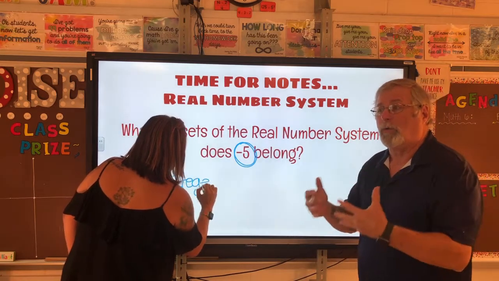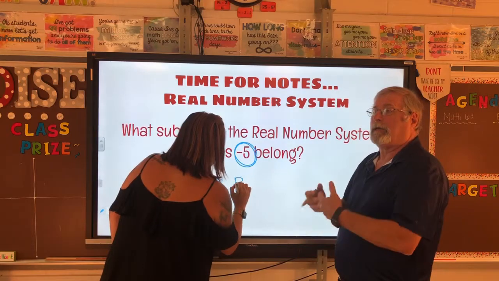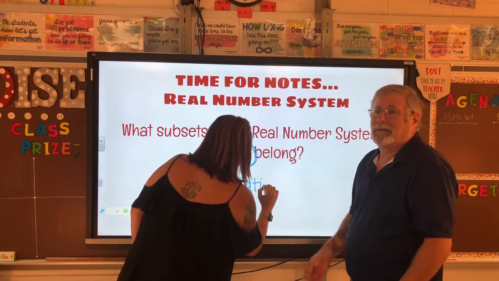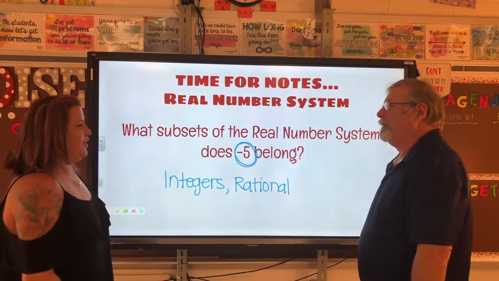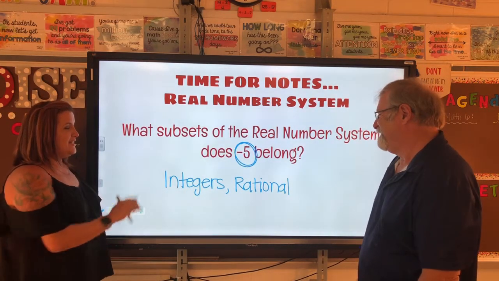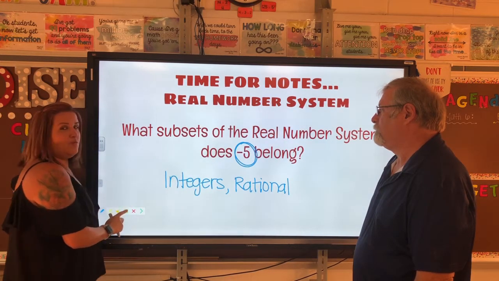And it's not only an integer, it's also a rational number because -5 makes sense. She owes me $5. That makes a lot of sense. So -5 belongs to 2 subsets, integers and then rational.